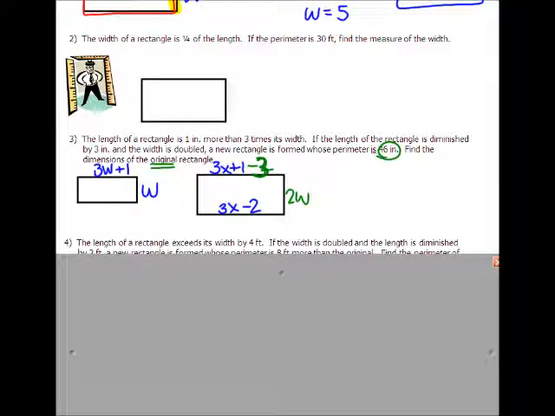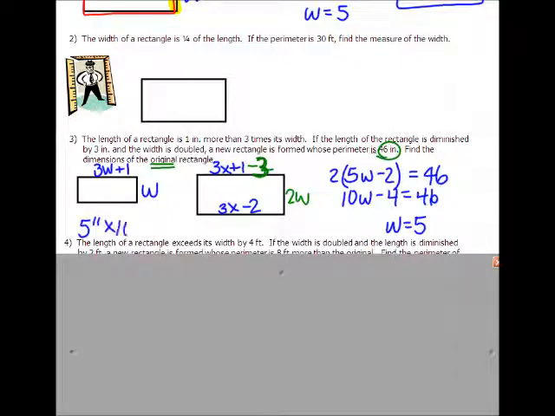And so I'm going to have my perimeter is twice 5w minus 1, equals 46. So go ahead, solve for w. If you solve that, you should pause here, and I would get 10w minus 2 equals 46, and w equals 5 again. So if w is 5, then the length is 16. So the dimensions of the original rectangle are 5 inches by 16 inches.